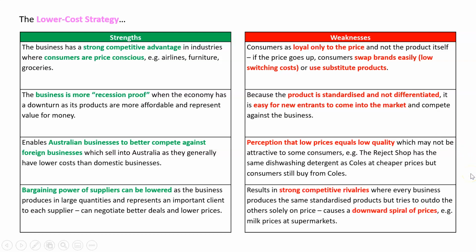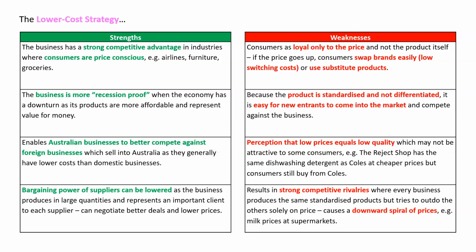And lastly, this is the one where you end up with strong competitive rivalries. If everyone's competing on price, everyone's lowering their prices. That leads the next business to lower their prices, then you have to lower yours to compete, then they come back and lower theirs. And you get what's called a downward spiral of prices. A good example would be milk prices at the supermarket. They just keep going down, down, down all the time.